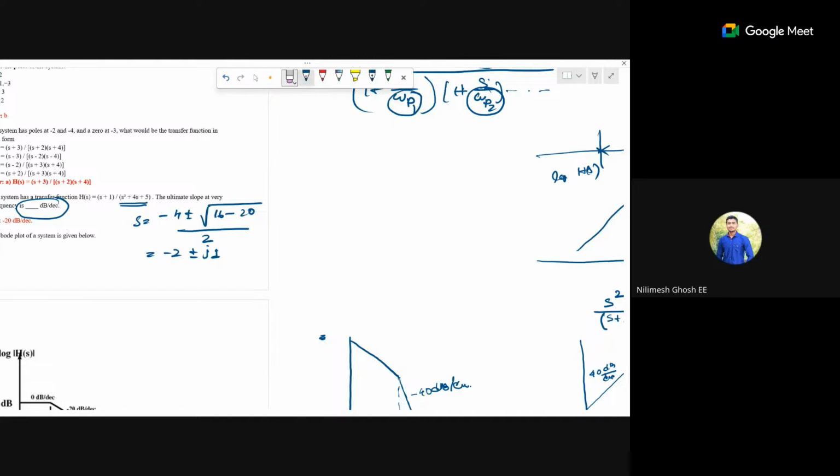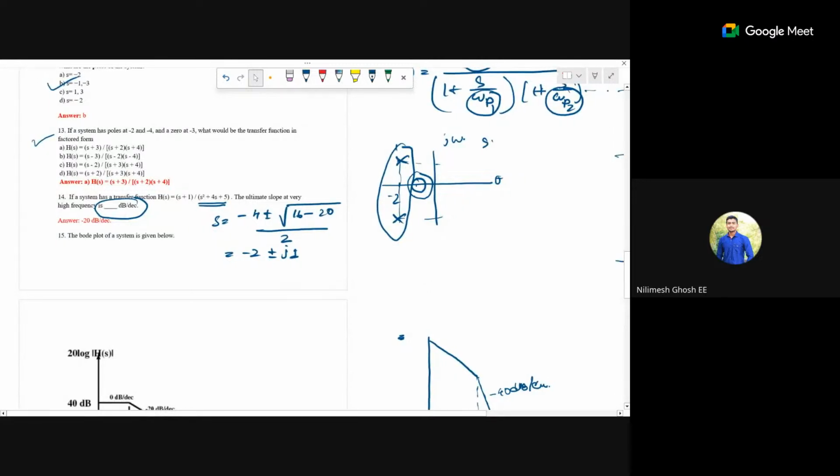So my pole-zero diagram will be like this. This will be sigma, j omega. So this is the s plane. Let's say this is minus 2 and this is minus 1. So at minus 1 we have a zero, and we have two poles at minus 2. For these two poles, we consider minus 40 dB per decade, and the zero will give a plus 20 dB per decade. So the overall slope will be minus 40 plus 20, which is minus 20.